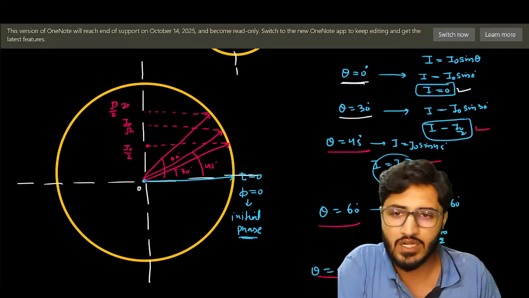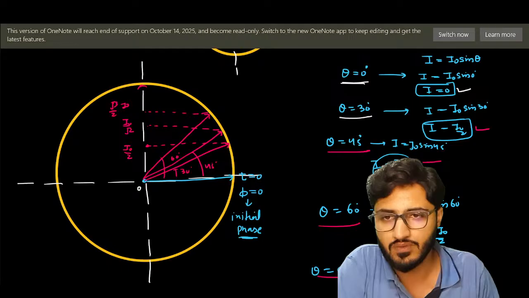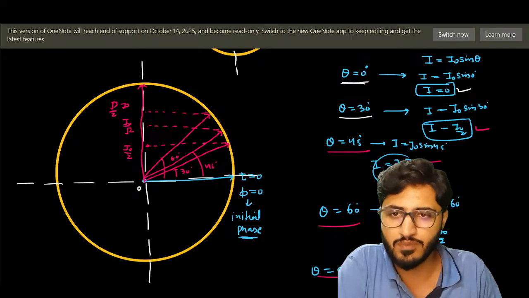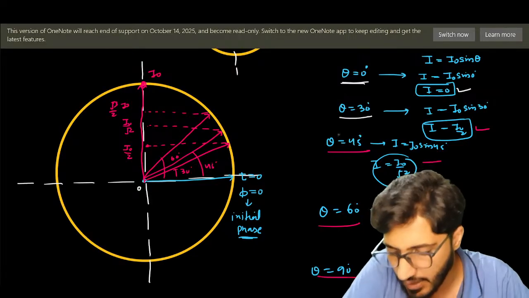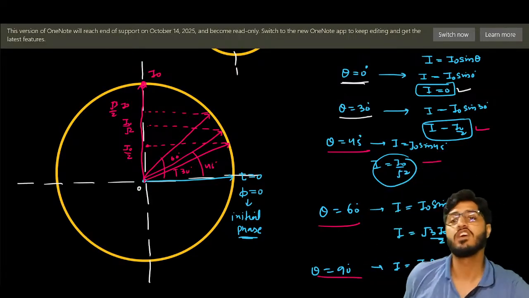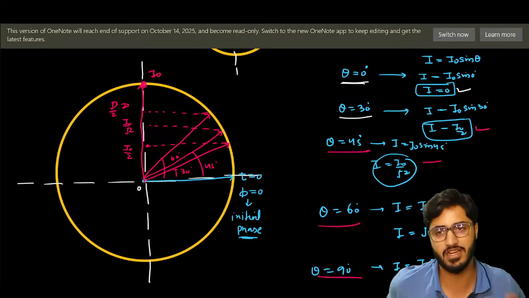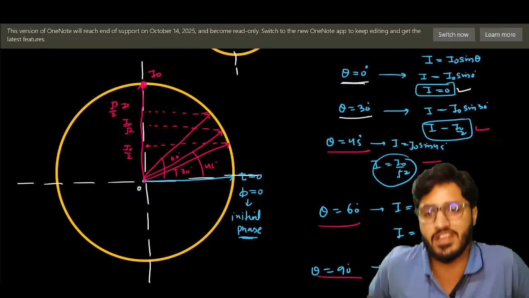Then at 90 degrees, it is I naught. 90 means this much now, this much here, it is I naught. This is how we can deal with a phasor. Right? It is a phasor.